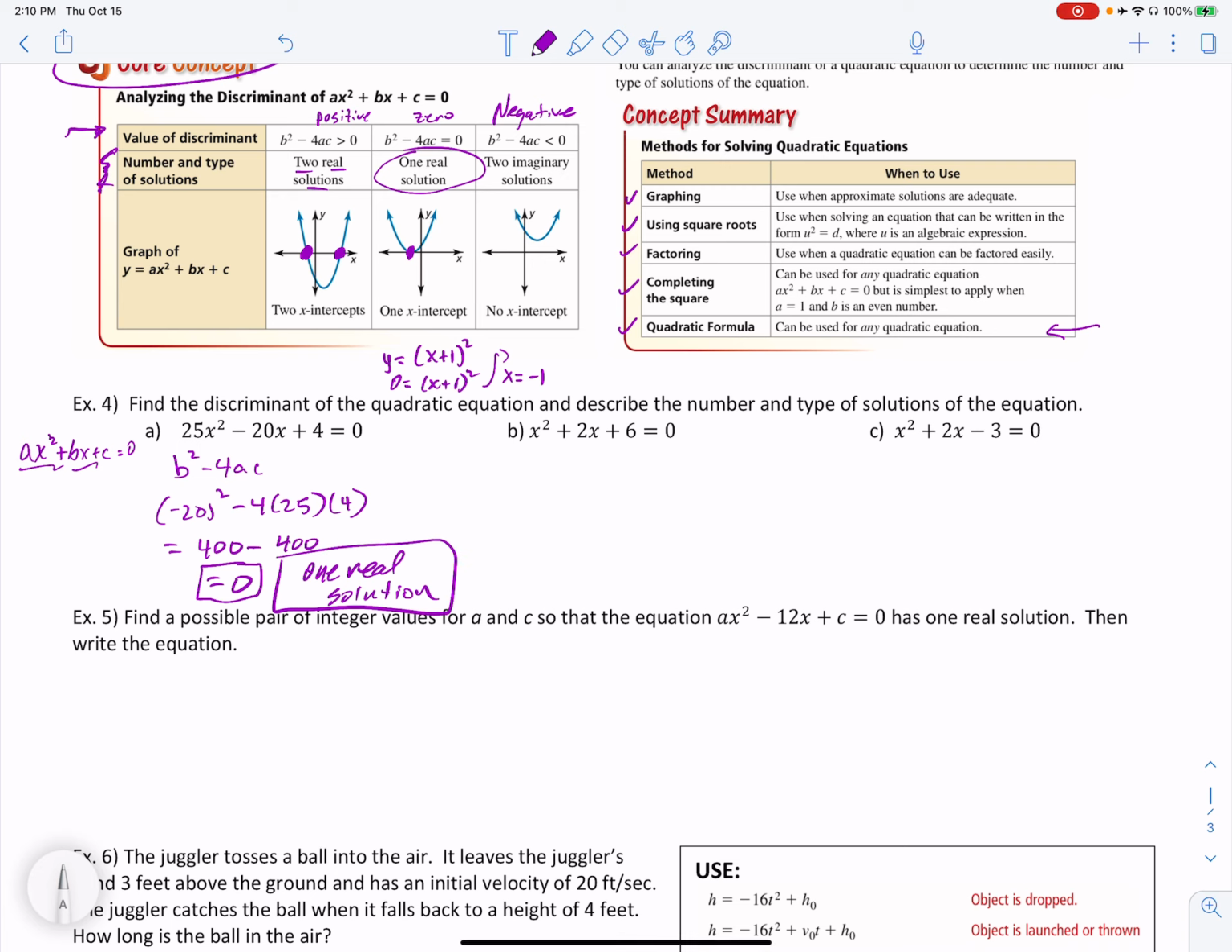So again, in this one we have b squared, which is 2 squared, minus 4 times 1 times c. So I need to at least see this step so I know that you've identified b, a, and c correctly. Answers only are not acceptable. And so you get 4 minus 24, which is a negative 20. So that's the value. And since it's negative, it's 2 imaginary solutions.